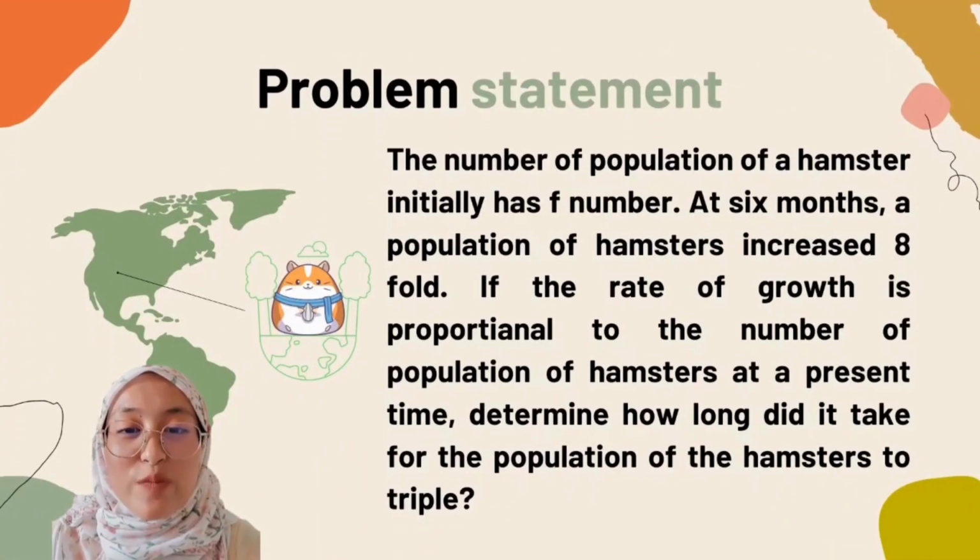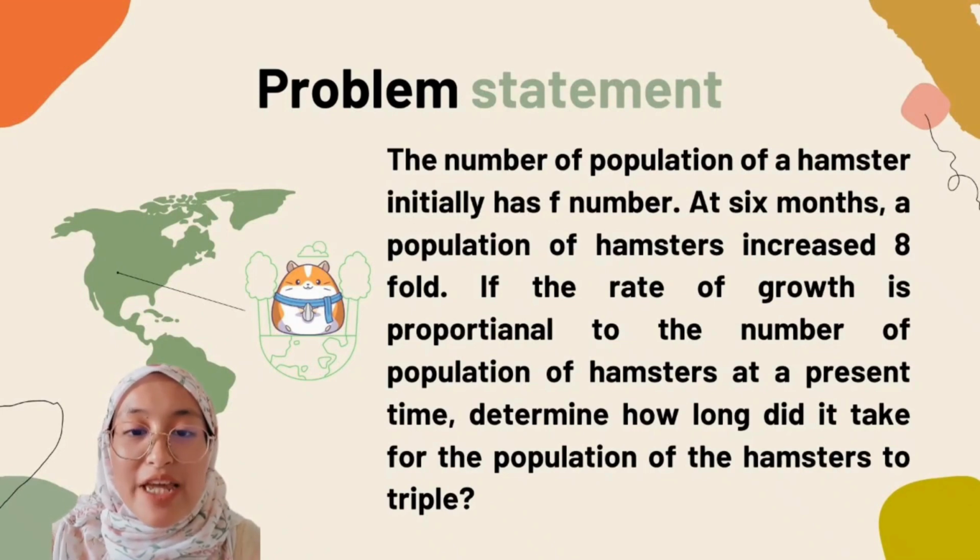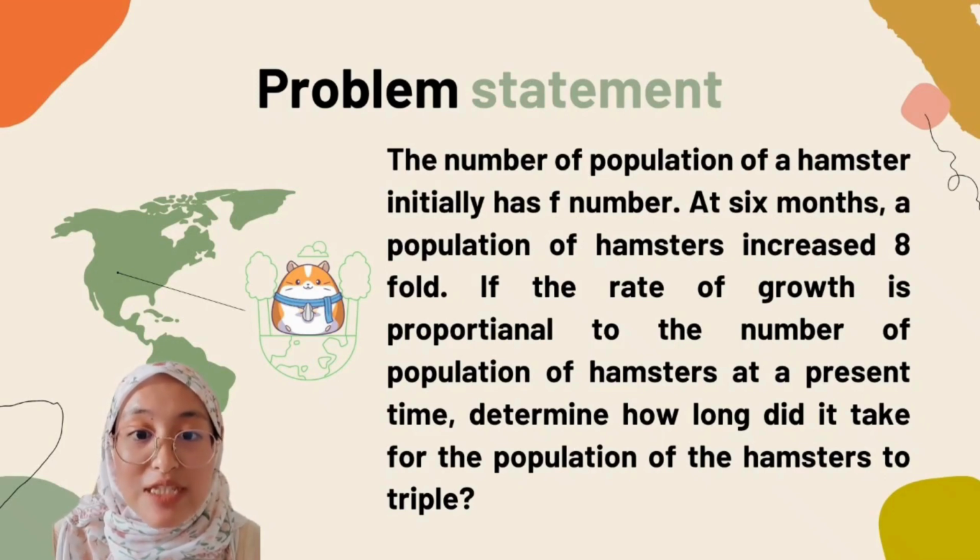Next, we move to our problem statement. The population of hamsters initially has F number. At 6 months, the population of hamsters increased 8-fold. If the rate of growth is proportional to the number of hamsters at the present time, determine how long it took for the population of the hamsters to triple.